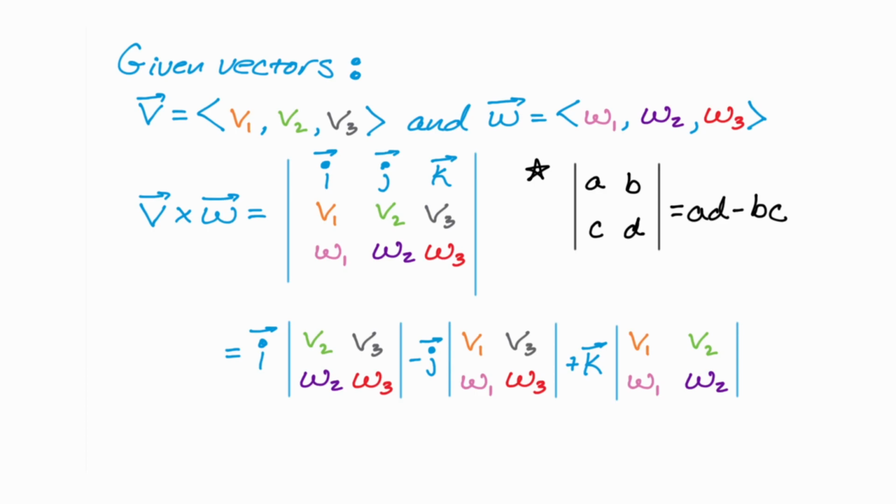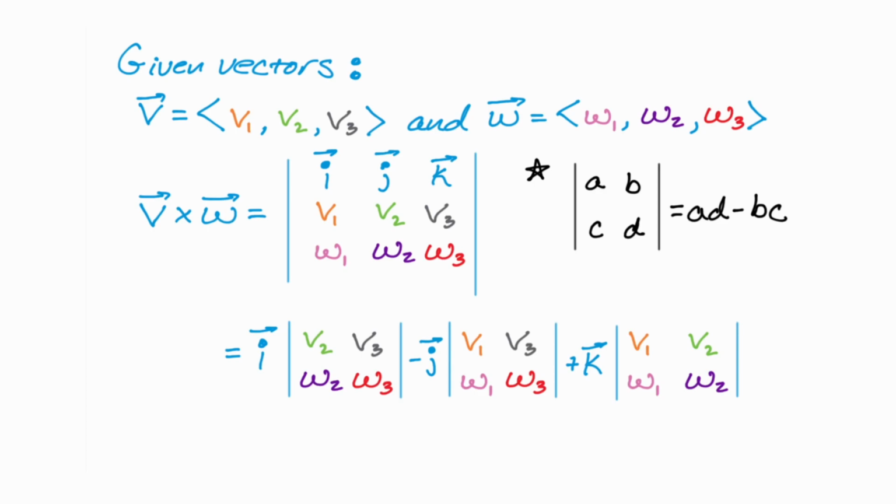A lot of times people will write this out even more. But just remember, for each of those 2x2 determinants, you're doing ad minus bc, so diagonal minus diagonal, starting with the upper left corner. All right, so I'm going to do two examples.